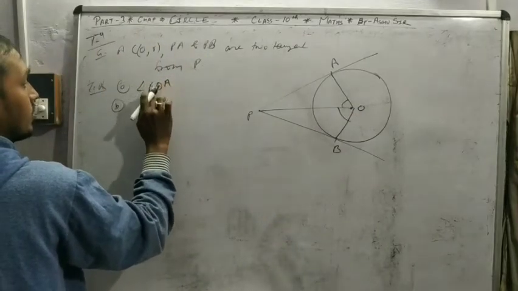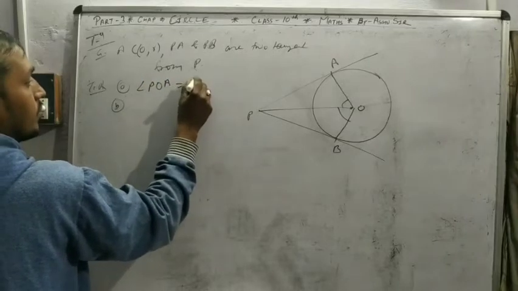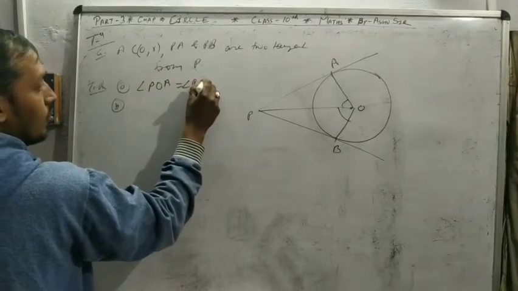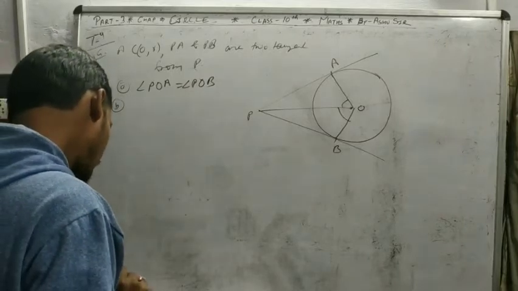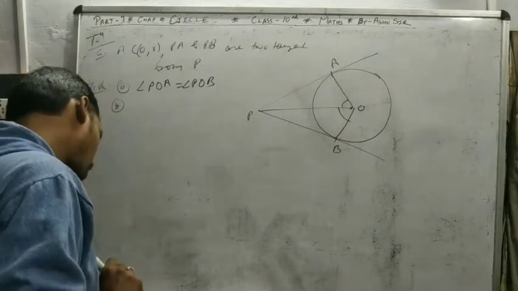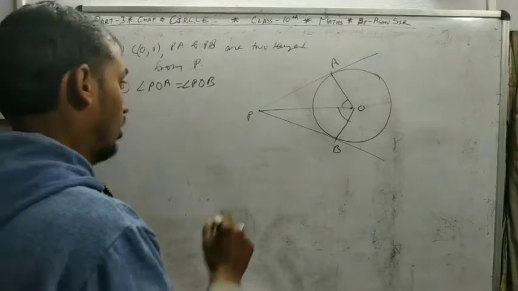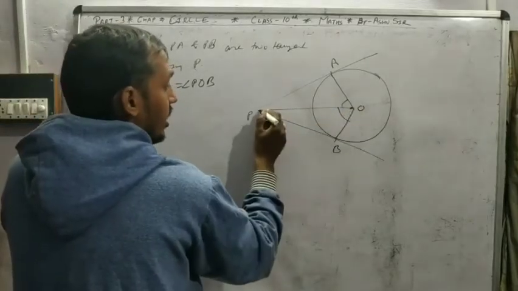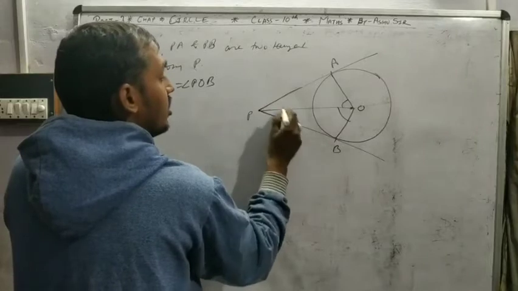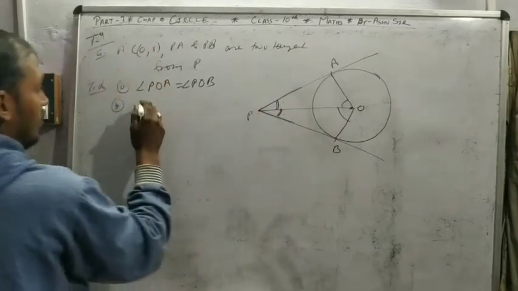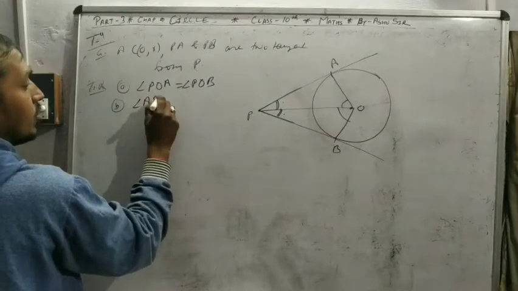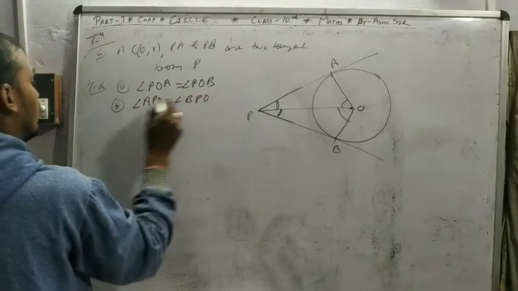Angle POA is equal to angle POB, and they are equally inclined to the segment joining the center to the point. These inclination angles are equal, meaning angle APO is equal to angle BPO.